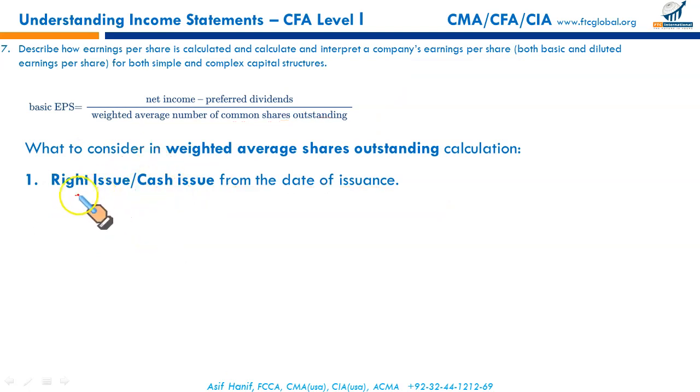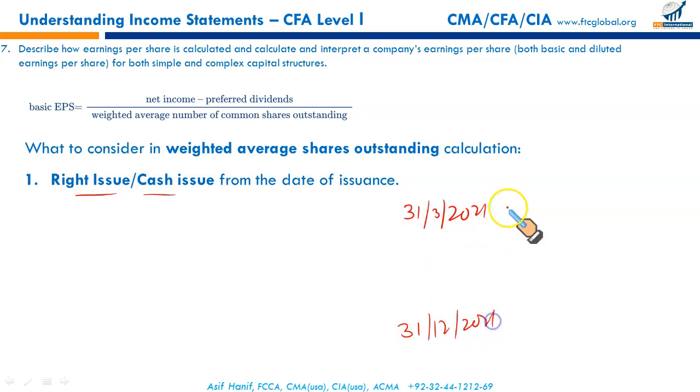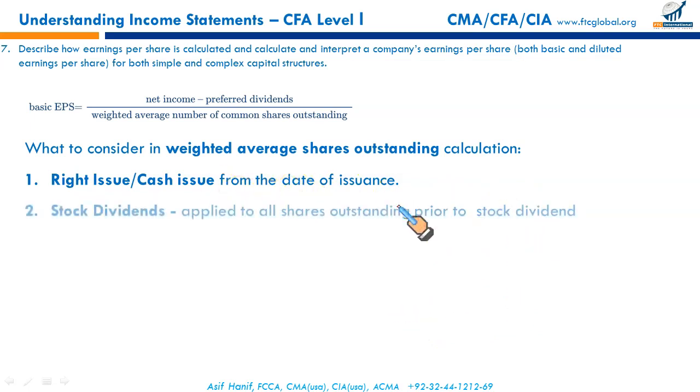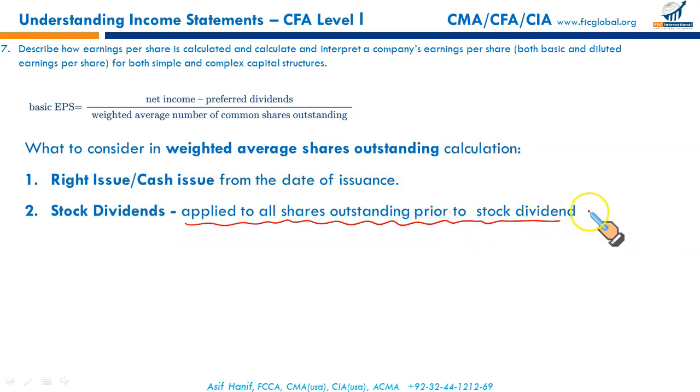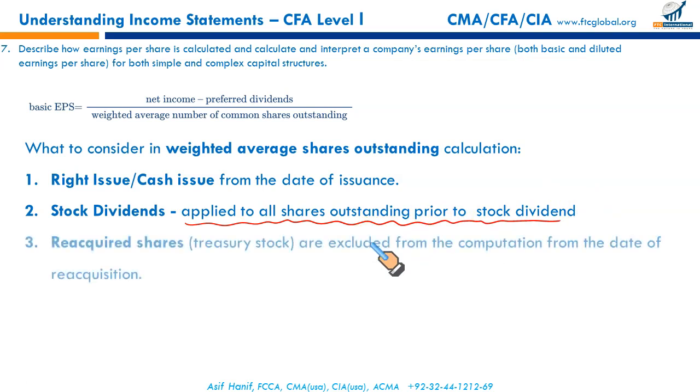So for a right issue and cash issue, if the shares are issued on 31st of March 2021 and your year ends at 31st of December 2021, the period covered will be considered for weightage purposes. A right issue is considered from the date of issuance. Stock dividends are applied to all shares outstanding prior to the stock dividend. It means they are given the full weight. Even if they might have been issued partway through the year, they are given full weightage.